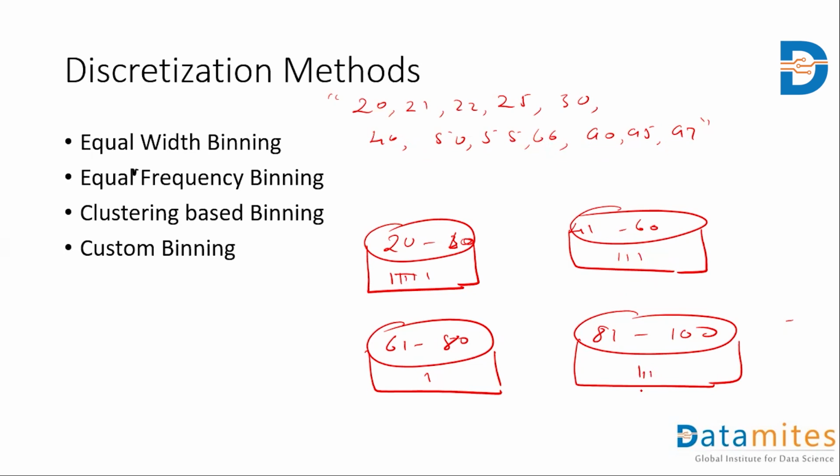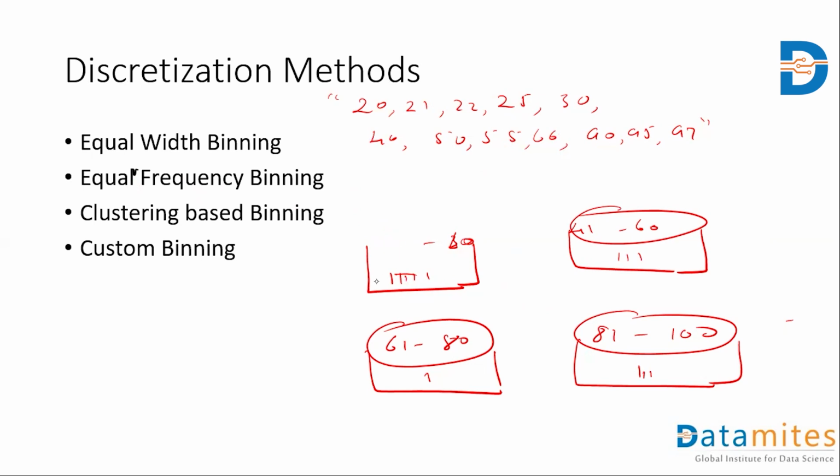You are creating bins which are of equal width, and then you are assigning the bins to each of the continuous data over here, right? So that is one way of creating a discrete feature out of your continuous feature. Something else is called equal frequency binning. One issue that you can see with equal width binning is that the frequency of the members in each bin is quite different. We have 5 over here, 3 over here, 1, 3.